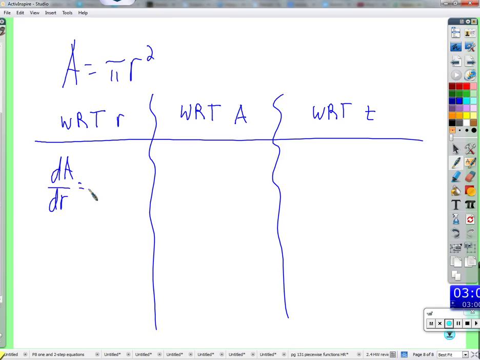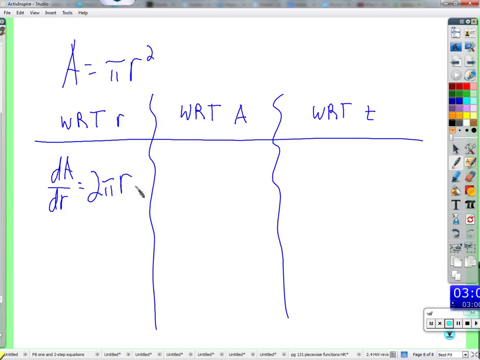Okay, the derivative of this side with respect to r? Well, it's like we're taking the derivative with respect to x, and r is x, and everything is business as usual, right? What would it be? 2 pi r. That's interesting. What else does 2 pi r tell you? That's not coincidence. Well, anyway, let's continue on.